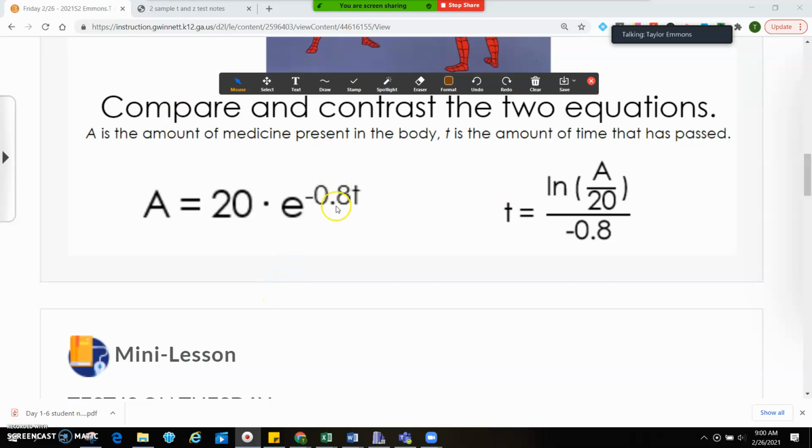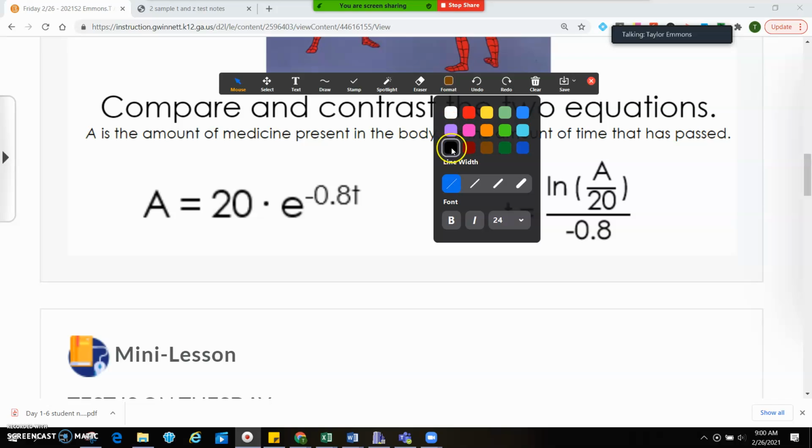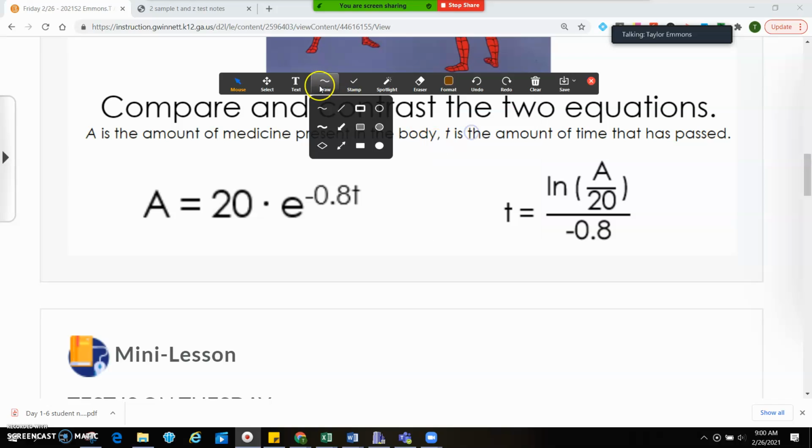Okay, so we're going to compare and contrast this stuff. So what's the first thing that we notice? Well, we notice that some of the letters repeat, right? We got this A and this A. Well, we know that A is the amount of medicine, right?